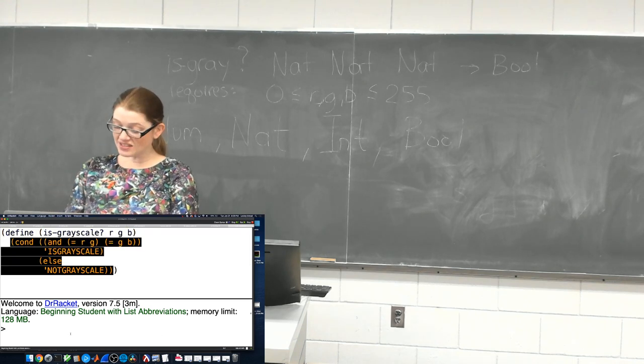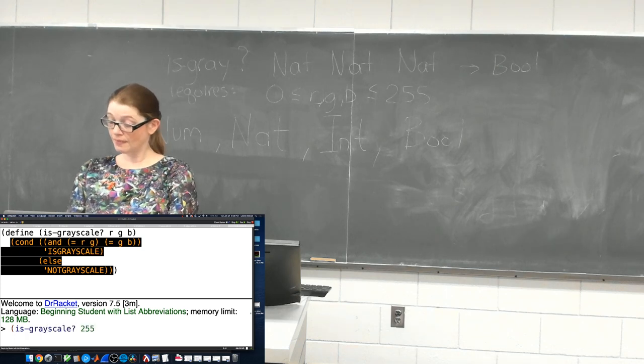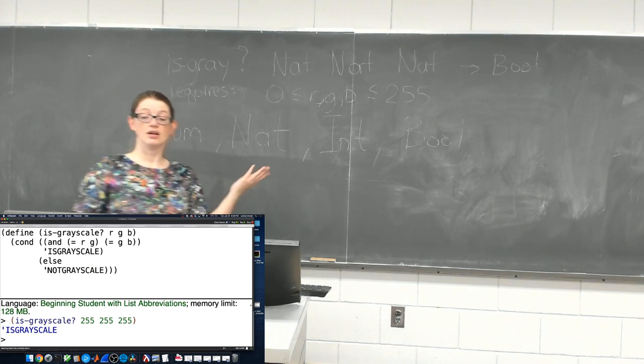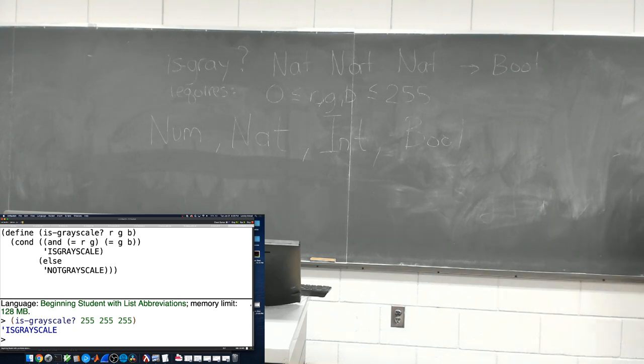And then I can pass into here. If I pass white, which is a grayscale value, instead of saying true or false, it actually prints out the symbol is grayscale. And I read it, I'm like, oh, okay, it's grayscale.